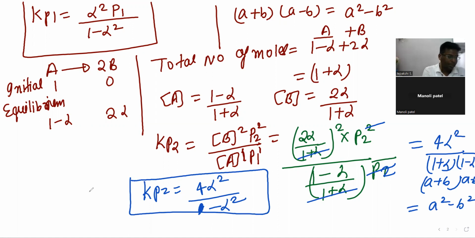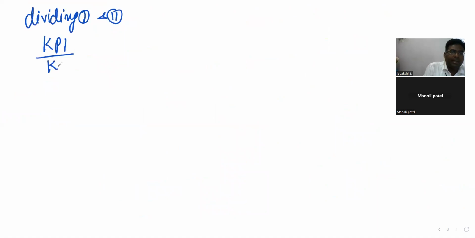So this is your Kp2. Now divide Kp1 by Kp2. This is your equation 1, this is your equation 2. Divide now. Here P2 is remaining, so write P2 here also. I will divide equation 1 by 2 in the next slide, so please watch that one. Dividing equations 1 and 2, you will get Kp1 divided by Kp2.